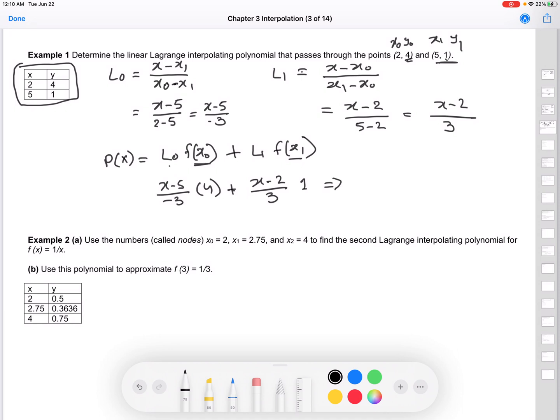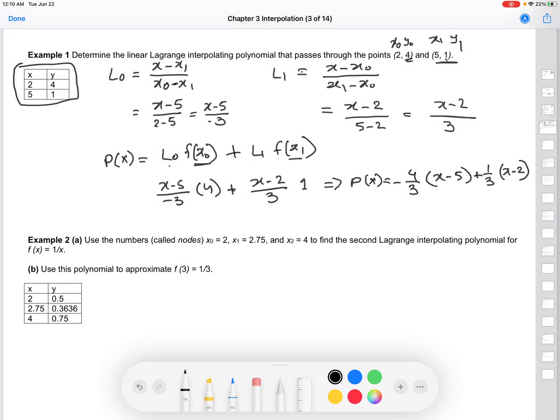So L0 we already found, x minus 5 divided by negative 3, times f of x0, that means y0, which is 4, plus L1, x minus 2 divided by 3, times f of x1, which is y1, which is 1. So if I simplify, P of x is equal to 4 over negative 3 times x minus 5, plus 1/3 of x minus 2. You can simplify more or keep it like this. This gives you a polynomial function for any value of x.